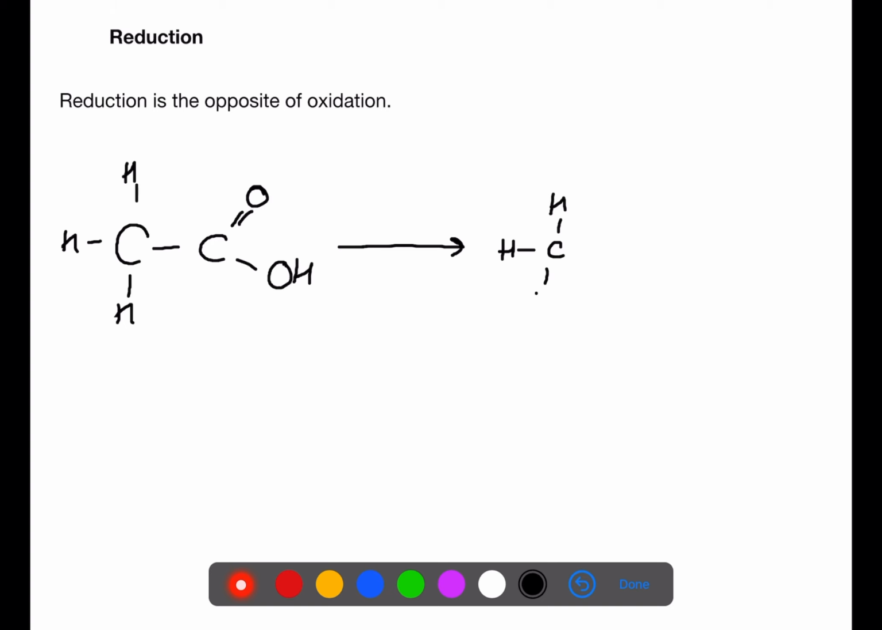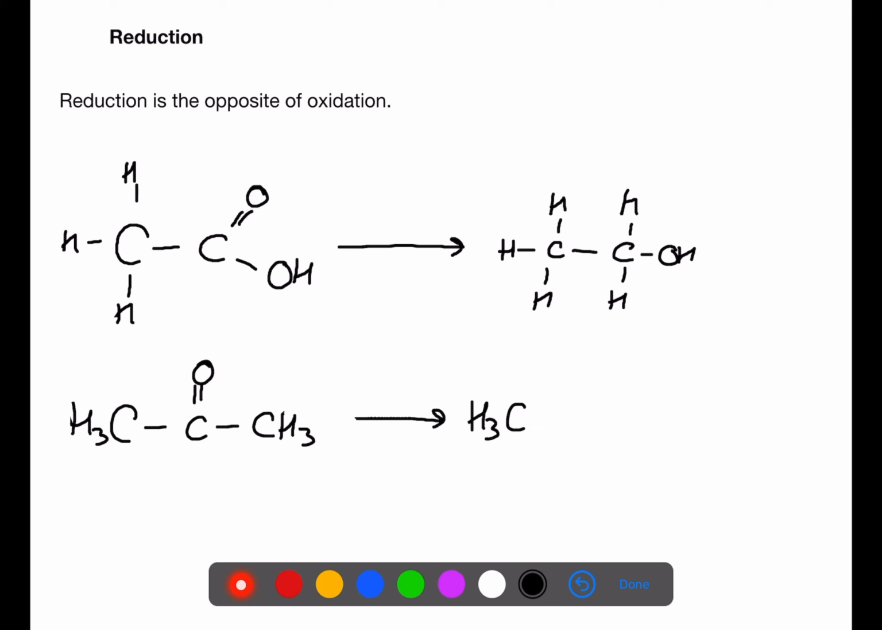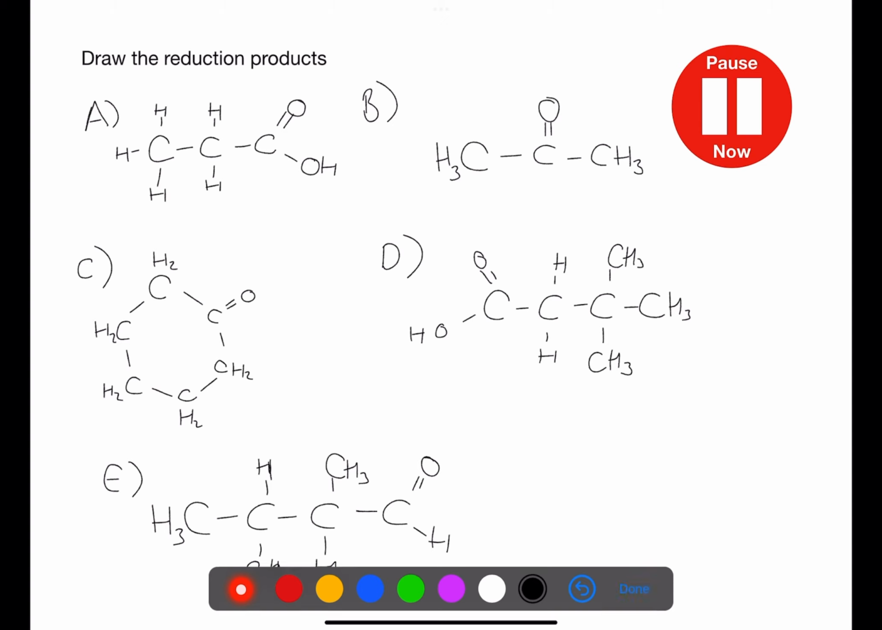Take care when drawing the reduction steps that you put back in the hydrogens which were initially removed. Make sure all carbons have 4 bonds. In this second example, we can see a ketone being reduced back to a secondary alcohol. Pause the video now and try these examples.